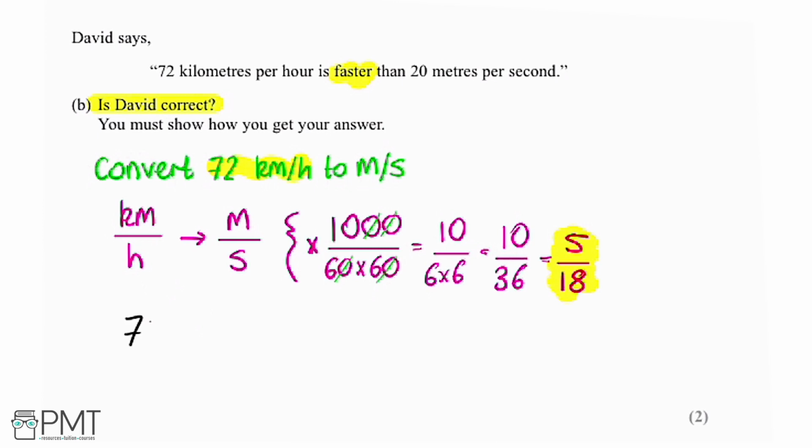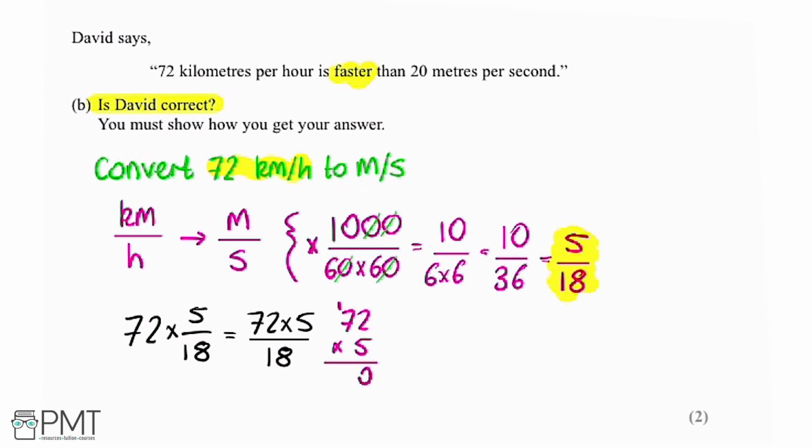Okay, so we're going to have 72 multiplied by 5 over 18, which equals 72 multiplied by 5 divided by 18. So if we do our 72 multiplied by 5, we're going to do the 5 multiplied by the 2, so we get 10, so we carry 1 and put 0 here. Then we do the 7 multiplied by 5, which is 35. If we add the 1 that we carried, we get 36, so that's 360. So here we're going to get 360 divided by 18.